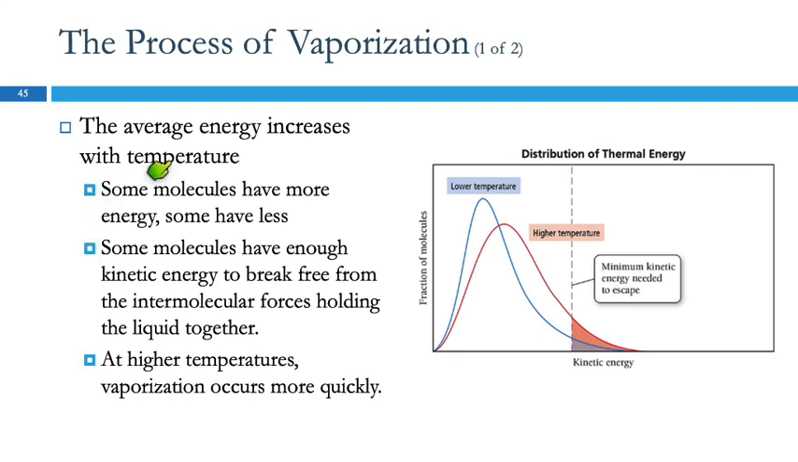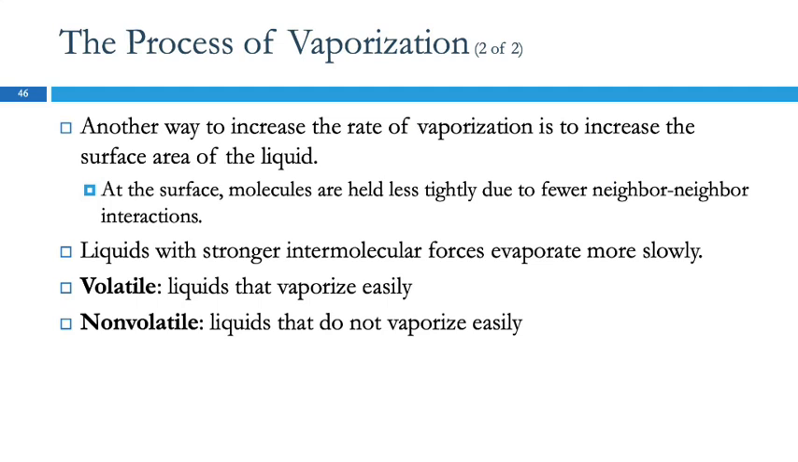So at a higher temperature, that corresponds to the children running faster at the Red Rover line, right? They've got more energy. And now more of them are likely to break through the Red Rover line, right? So we can increase the rate of evaporation by increasing the temperature. We can also increase that rate by increasing the surface area of the liquid.